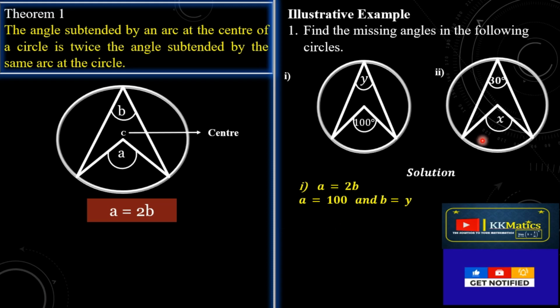Now, the second question here: we notice that we have 30 degrees as the angle subtended at the circumference, and we also have X subtended at the center. So we just use the same formula because it's the same illustration. X is twice the angle subtended at the circumference, which is 30 degrees. So X equals 2 times 30 degrees, and that gives us 60 degrees.